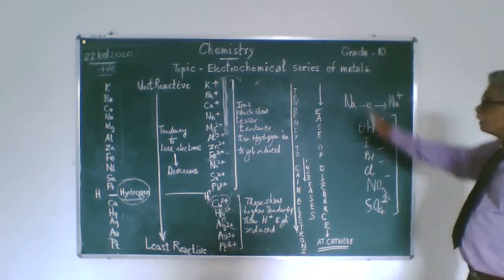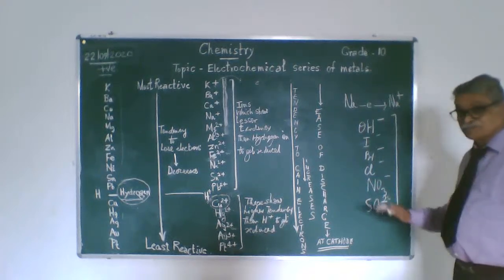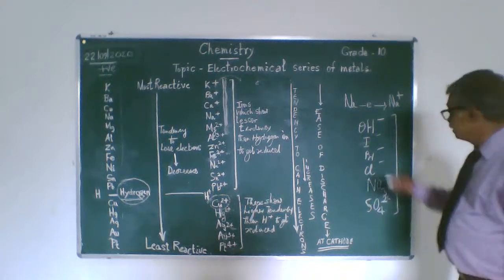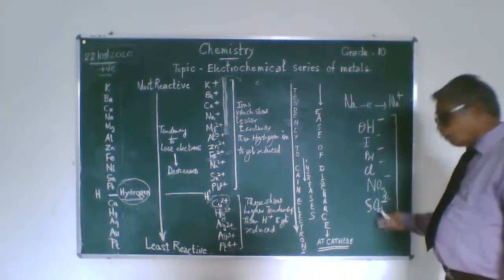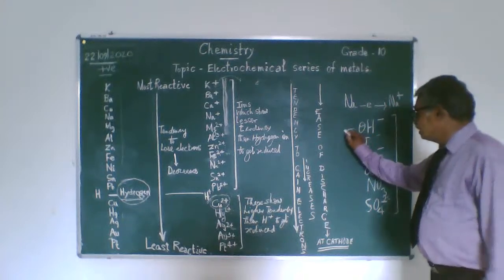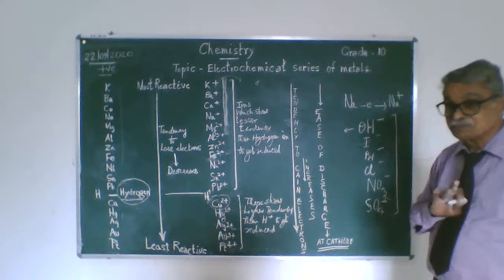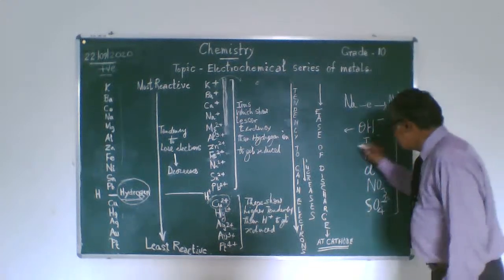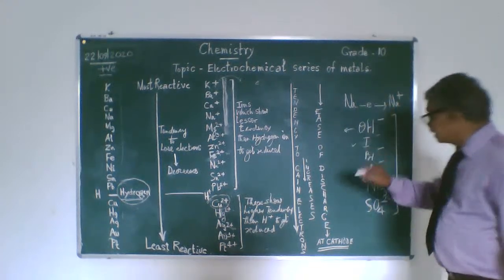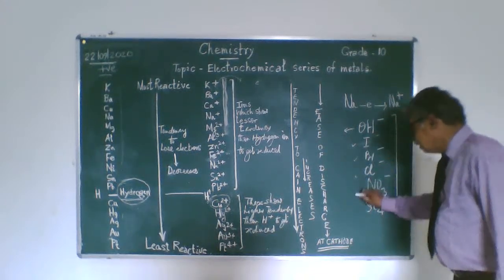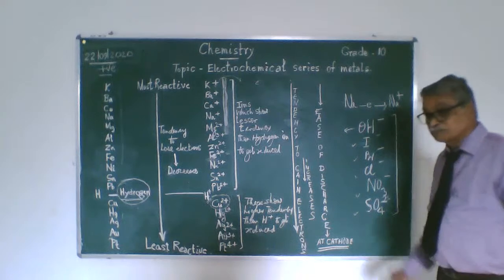These also have a series, an electrochemical series. I have written them, fortunately, in the proper order. This one will part with its electron at the earliest. The next to part with the electron will be this. Next will be bromide. Next will be chloride, nitrate, and the last one.